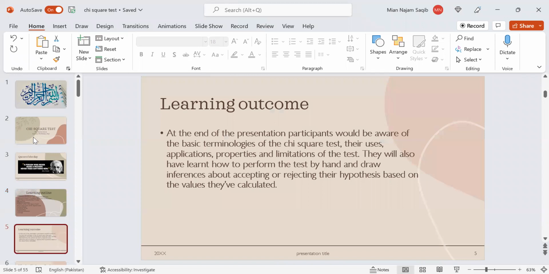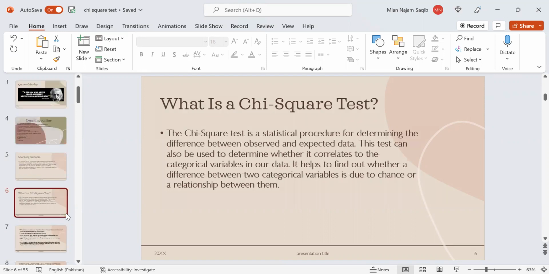The learning outcome. At the end of the presentation, participants would be aware of the basic terminologies of the chi-square test, their uses, applications, properties, and limitations of the test. They will also have learned how to perform the test by hand and draw inferences about accepting or rejecting their hypothesis based on the values that they've calculated.